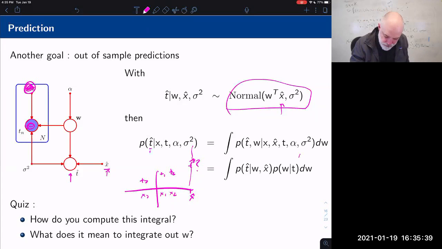And dropping a bunch of constants over here, what you do is you say, okay, if you had w, right, then it's very easy to say what the distribution of t hat is, right? Because we know its distributional form. It's normal, right? Okay, that's cool, but if we're going to marginalize this joint posterior distribution, then we just need this posterior distribution over w given t and everything else. And then we integrate over that. Okay.